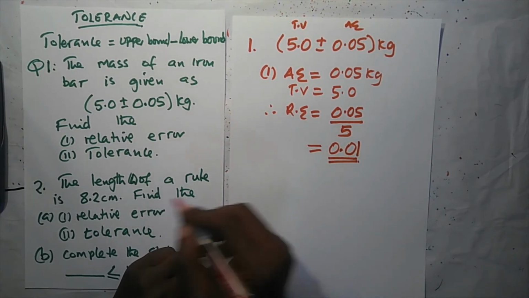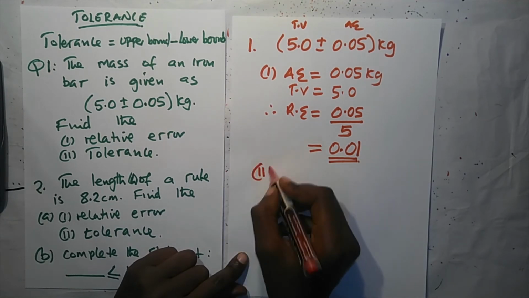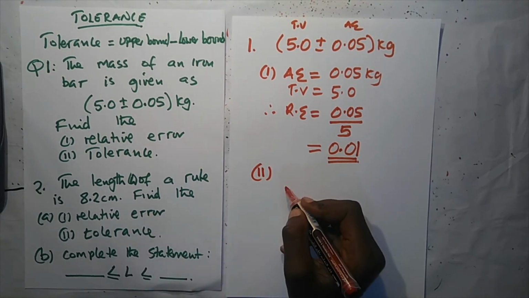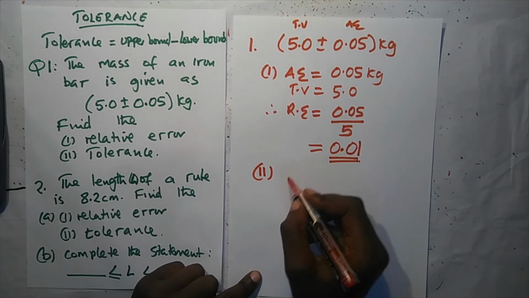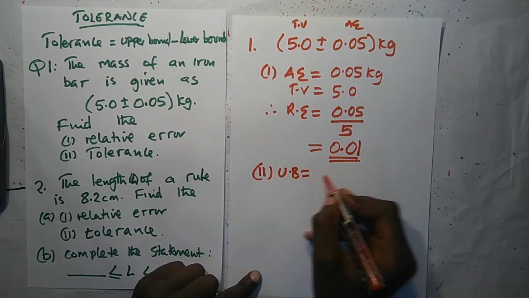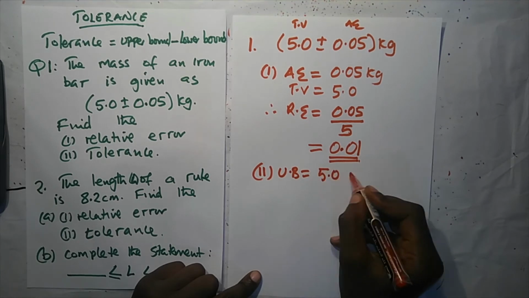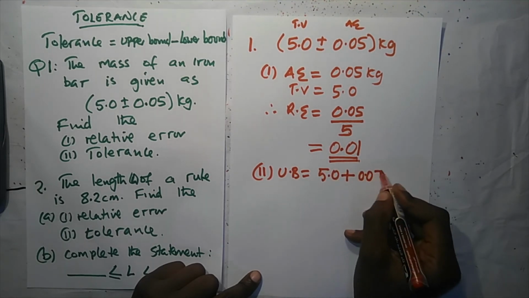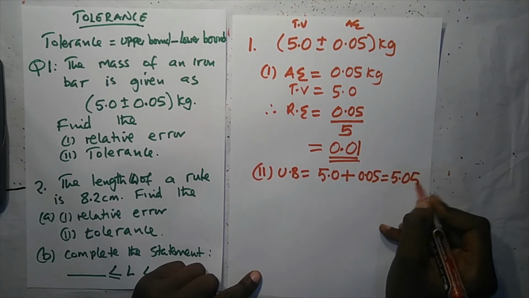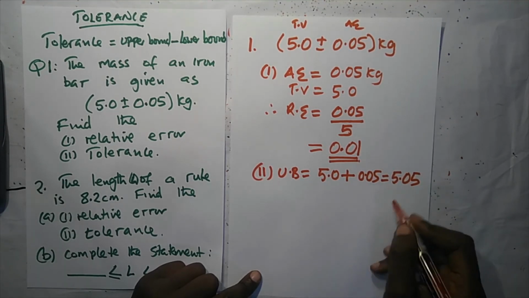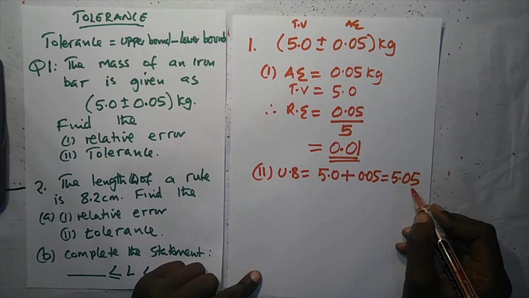And then the next question says find the tolerance. So for us to find the tolerance, the first thing that we need is to find the upper bound. So the upper bound will be found by adding 5.0 plus 0.05, which will give us 5.05 when we add these two. And so this is the upper bound.